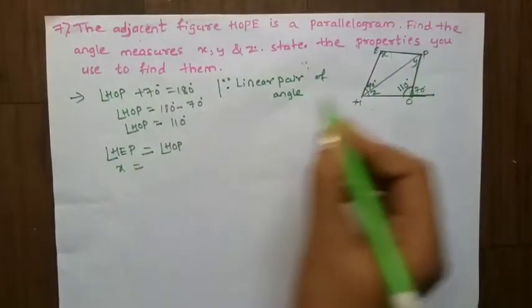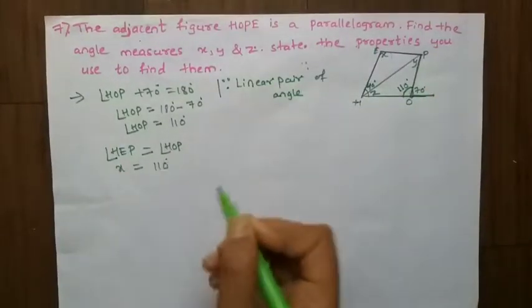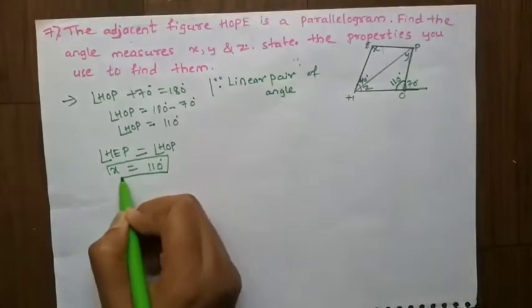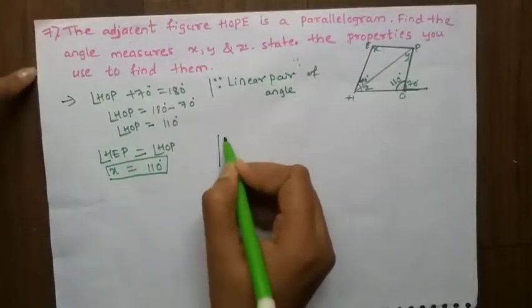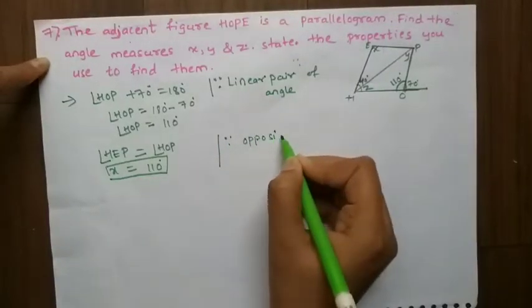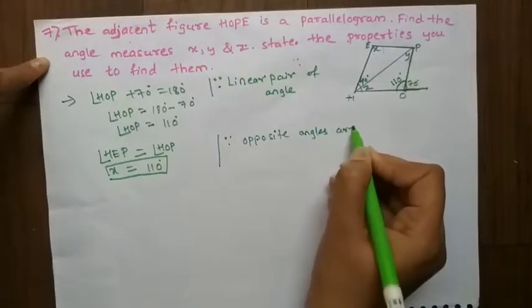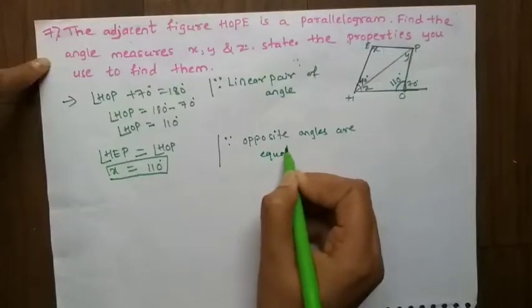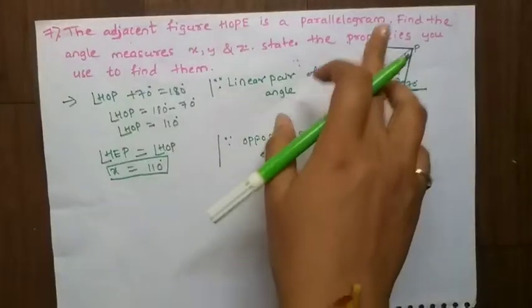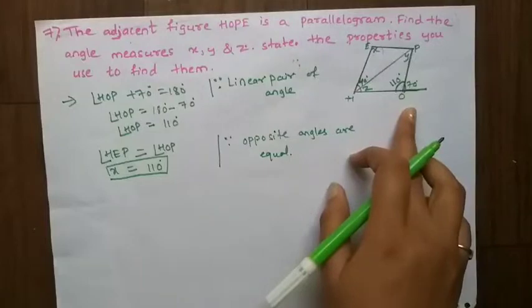X is equal to angle HOP. Angle is how much here? 110 degree. So angle H is equal to how much you get here? 110 degree. Using the condition, opposite angles are equal. The angle opposite is angle O. If the angle is X, then X is equal to 110 degree.